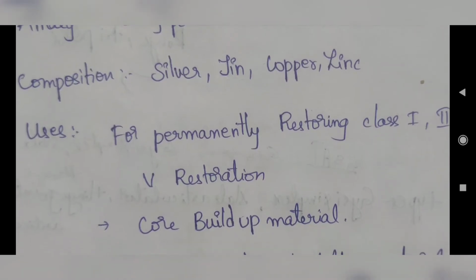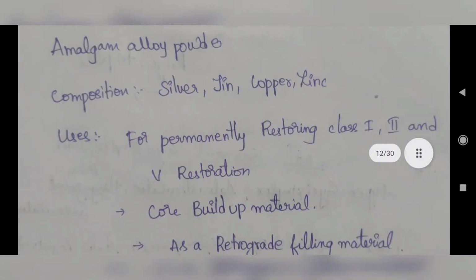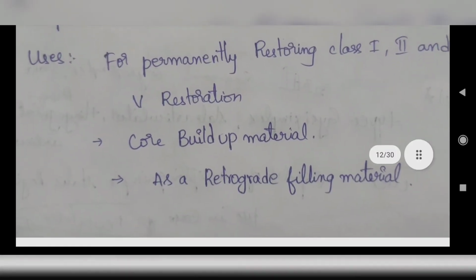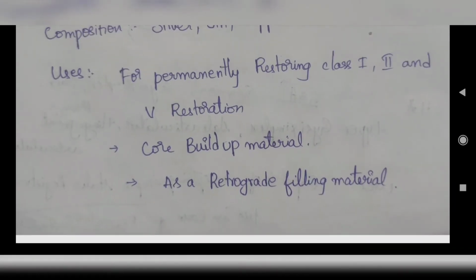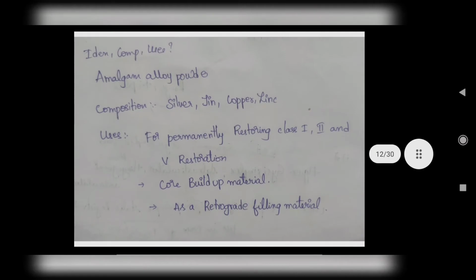So where is it used? It is used for class 1, class 2 and class 5 restorations, which we study in amalgam. It's a core build up material which is strong. Amalgam can withstand the high masticatory forces, so it is called a core build up material as it withstands high masticatory forces. It is also used as a retrograde filling material. So that is all about the amalgam alloy powder.